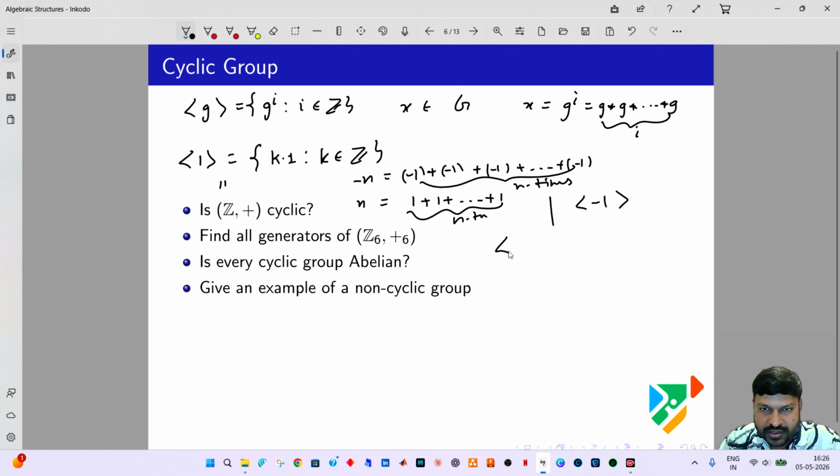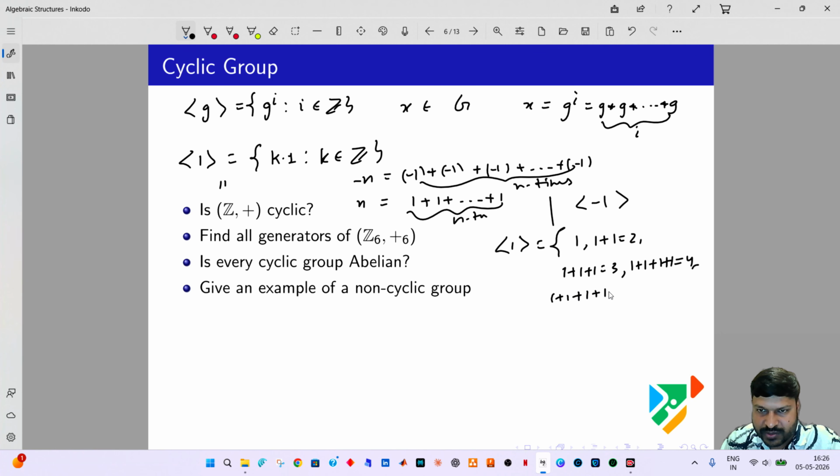1 is your generator. So you are going to get 1, 1 plus 1, which is 2, 1 plus 1 plus 1, which is 3, 1 plus 1 plus 1 plus 1, which is 4, 1 plus 1 plus 1 plus 1 plus 1, which is 5, and then you have 1 plus 1 plus 1 plus 1 plus 1 plus 1, which is 6, and 6 is equivalent to 0. Let me erase this extra term here.